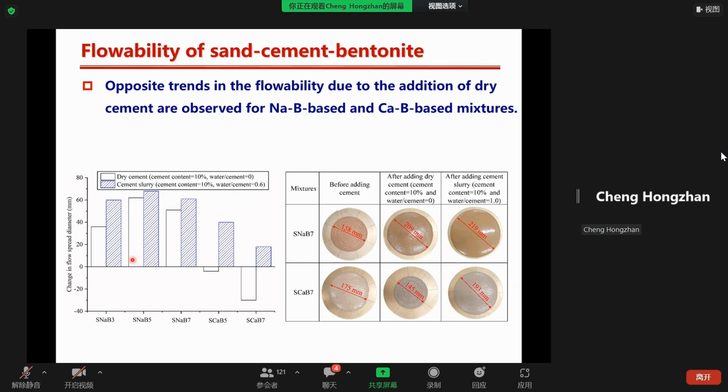We can find that based on the dry cement result, we can find an opposite change in the flowability for the two types of bentonite. For sodium bentonite mixture, the flowability increased, but for the calcium bentonite, the mixture flowability decreased. This can be clearly seen from the photo of mixtures after the flow table testing.